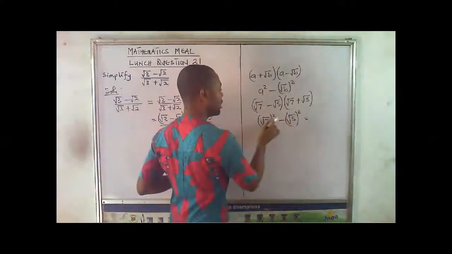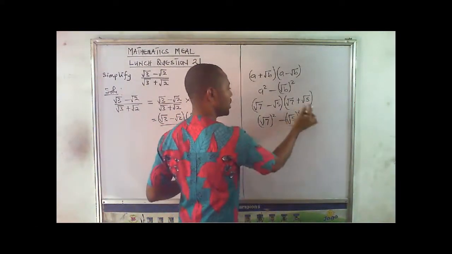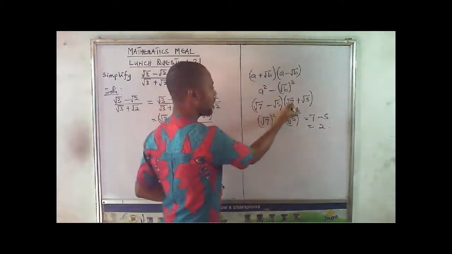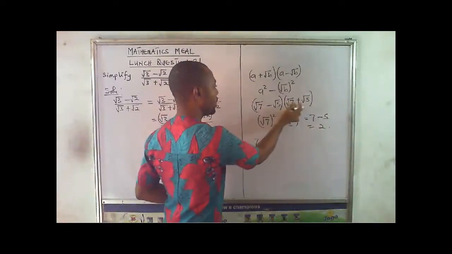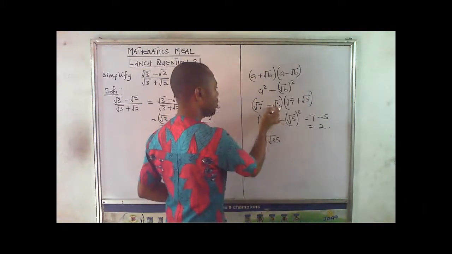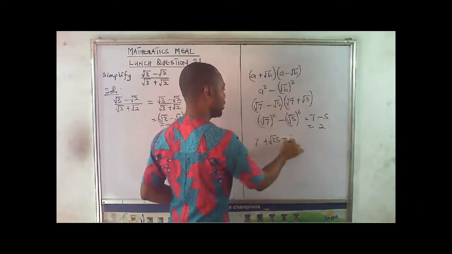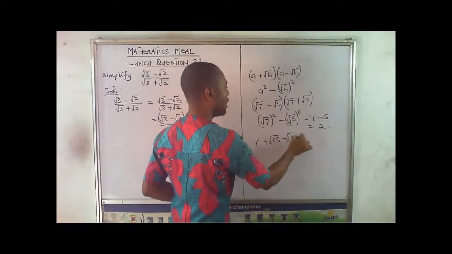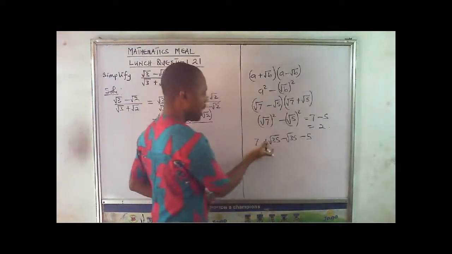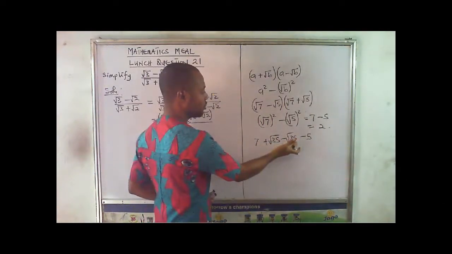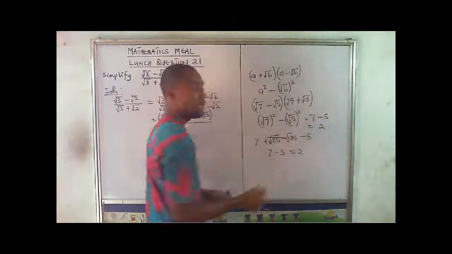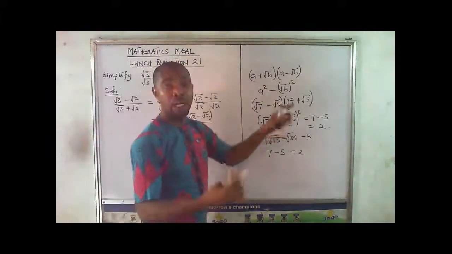If I square root 7, I will have 7. Square this, I will have 5. At the end of the day, I will have 2. If I expand, root 7 times root 7 is 7. Root 7 times plus root 5 will give me plus root 35. Minus root 5 times this will give me minus root 35. Then minus root 5 times plus root 5 will give me minus 5. And root 35 minus root 35 is 0. I'm left with 7 minus 5, which is still 2. So you see, this simplifies our work.